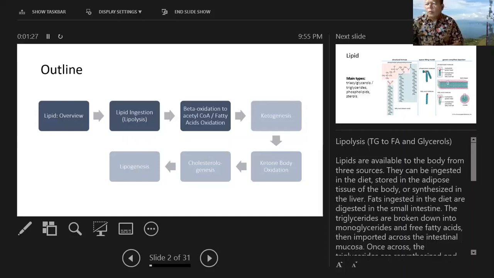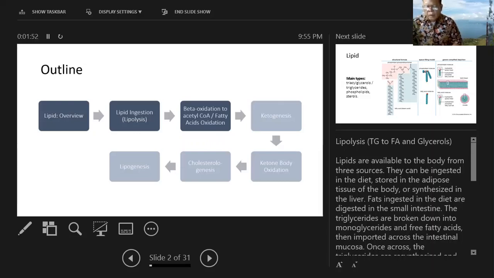Now let's see lipid digestion. Lipids are available to the body from three sources: they can be ingested in the diet, stored in adipose tissue of the body, or synthesized in the liver.